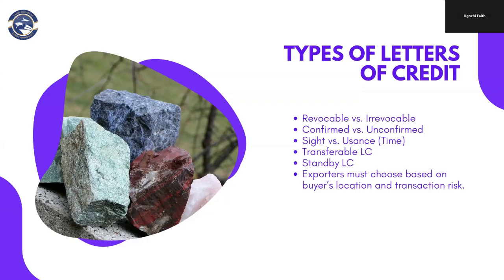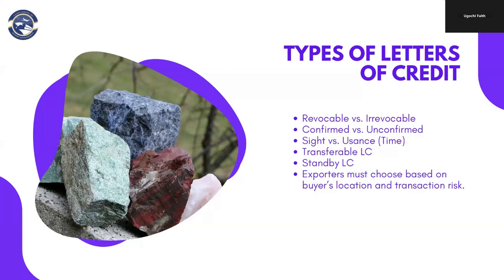And after advance payment and letters of credit, the next most secured one for an exporter is documentary collection. The least secured for an exporter is open account. That one where you just ship and you get paid afterwards. So what are the types of letters of credit?